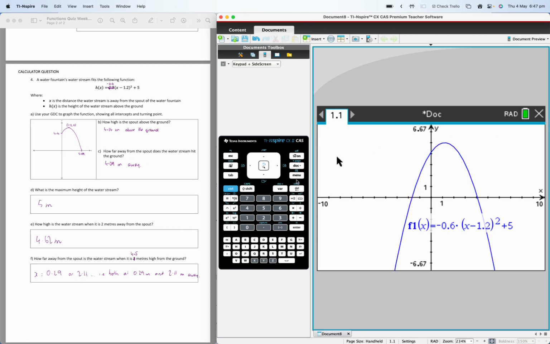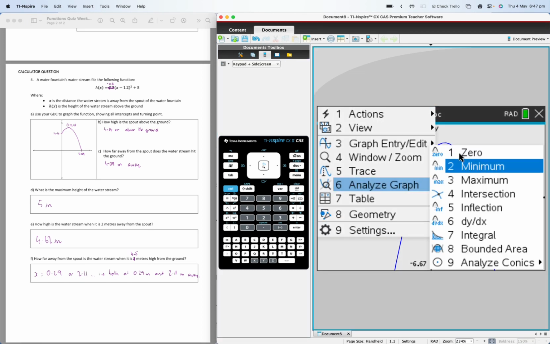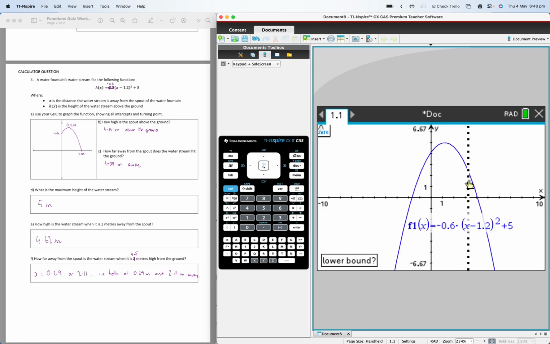First things first, if I go to the menu button and go Analyze Graph, we've got zeros and maximums that we can use for the features we're looking for. So click on Zero, left click to the left of that x-intercept here, right click here. I can drag this so I can see it a bit more clearly. It's 4.09 meters, and you can see I've got that written there.